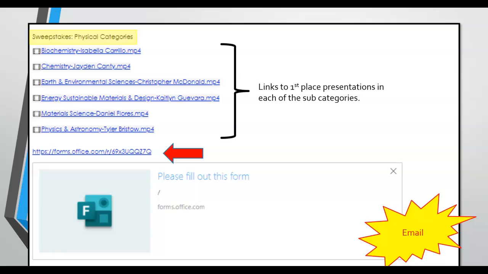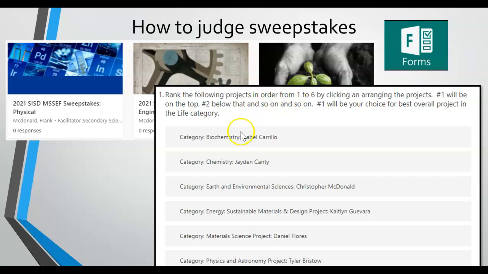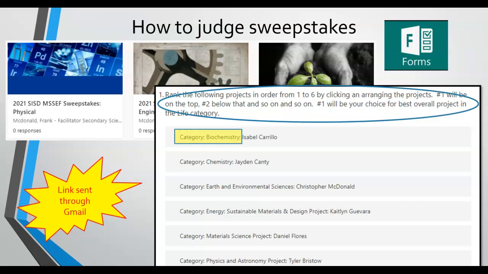And then this is the link to our Microsoft judging form. You would click on that link. This is what it would look like. It's Microsoft Forms, and you'll see one of these icons. If you're assigned to physical, you'll see this first icon here. If you're assigned to engineering, you'd see this icon. If you're assigned to life, you would see this icon. And then within it, you would see the list of subcategories, instructions, and the participant.